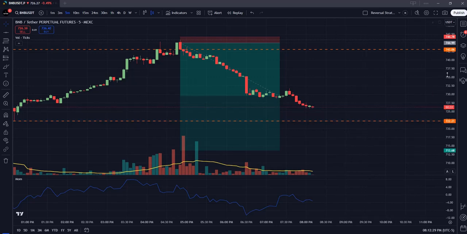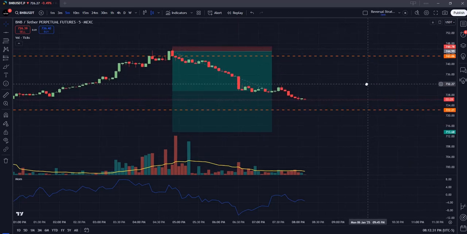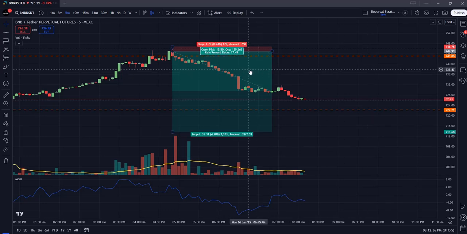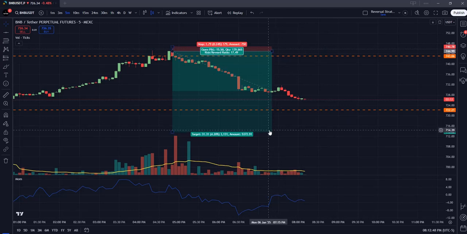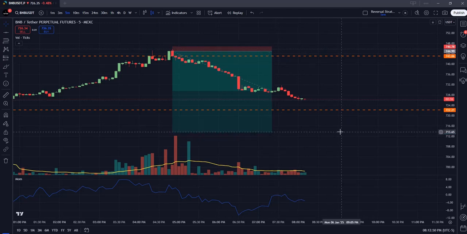Okay, so this is my risk to reward on this one here. So you can see risk to reward is 17.49. So that's pretty crazy. But anyway, so we have a real small stop loss here. We have a really long take profit target.